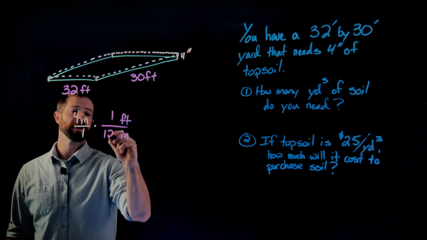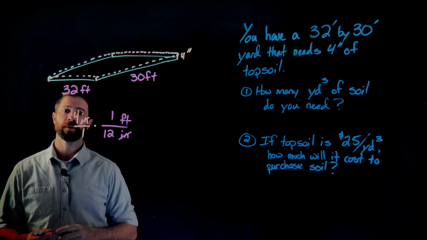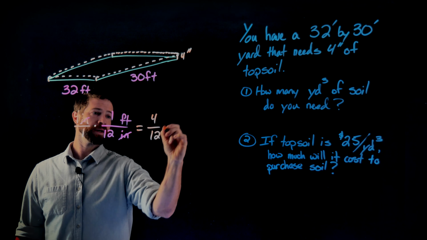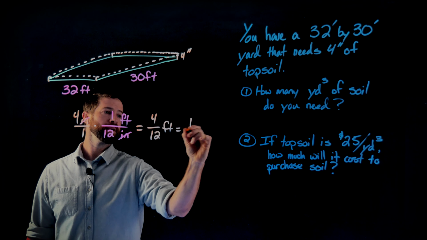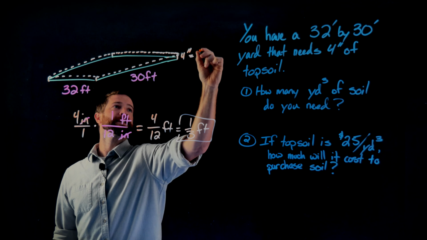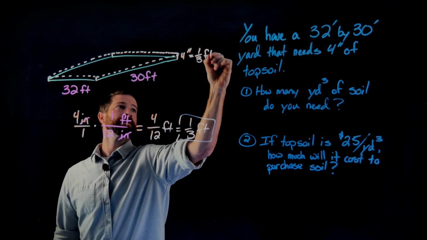1 foot is 12 inches. This will convert 4 inches into feet. This will give us that it's 4/12 feet, or 1/3 of a foot. 4 inches is 1/3 of a foot.